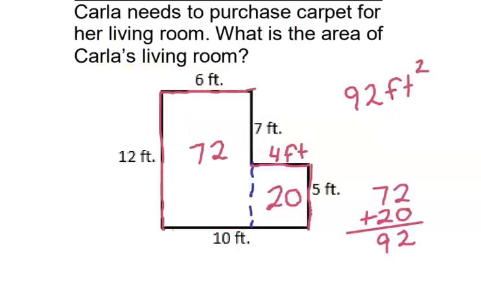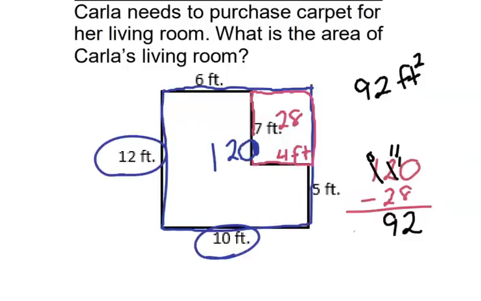Just to show you, we could have also sliced it a different way, sliced it up and down, and that also would have given us 92. The last way would be to find the whole box and subtract out the small box, also giving you 92.